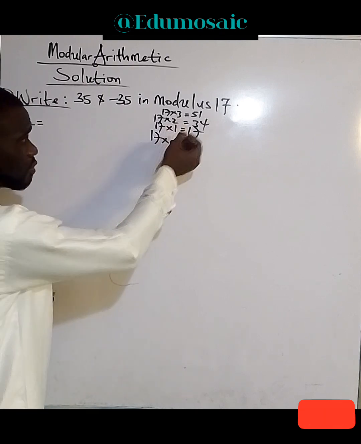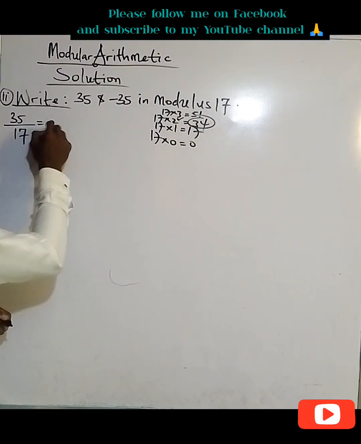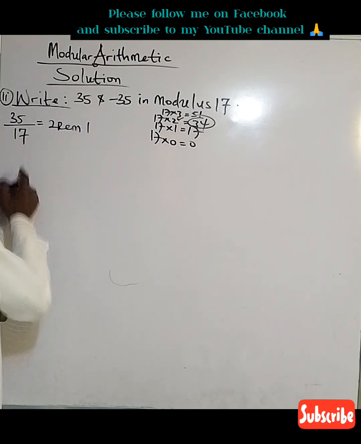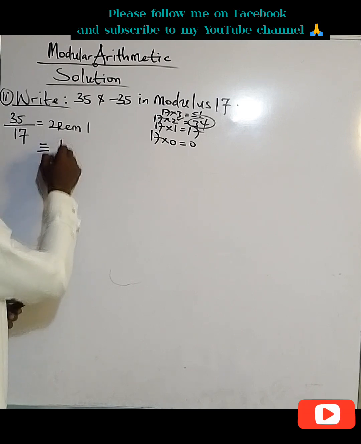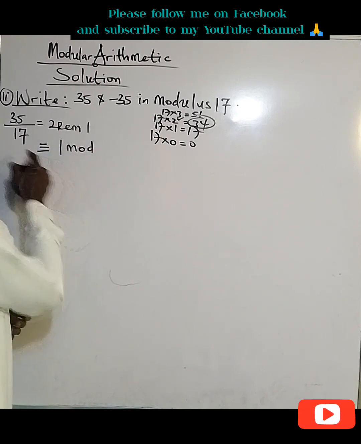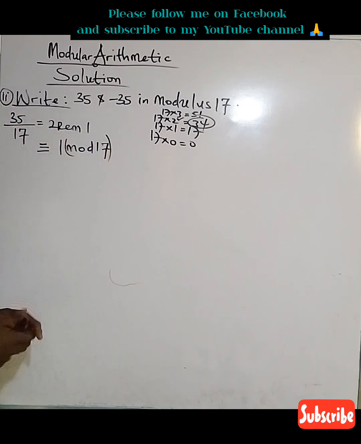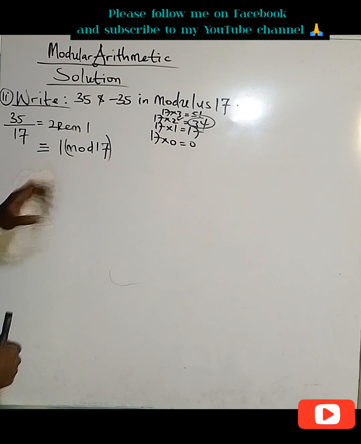So we don't go with this. We go with 34. So 17 in 35 is 2, remainder 35 minus 34 is 1. So 17 in 35 is 2 remainder 1. So what's our result? Our result is 1 modulus 17. That's our result, as simple as ABC. So for us to write 35 in modulus 17, it is 1 modulus 17.